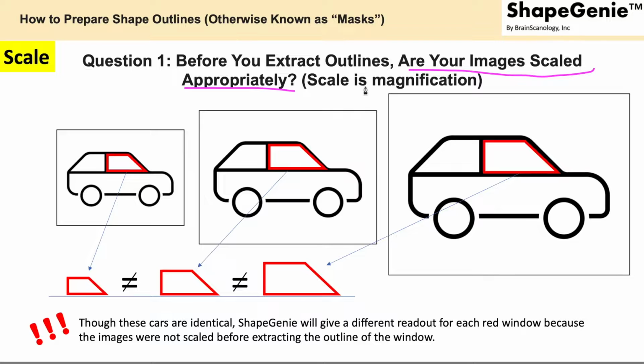And when I say scale, what I mean is magnification. Take these three cars, for instance. They are identical cars. The only difference is that they are at three different magnifications or three different scales. Now, if you wanted to measure the shape of this front window, you know that it should be the same because they're from three identical cars. However, because these cars are not scaled to the same magnification, Shape Genie will give you different readouts for each of the three. So it's important to scale the images that you are comparing to be at the same magnification.